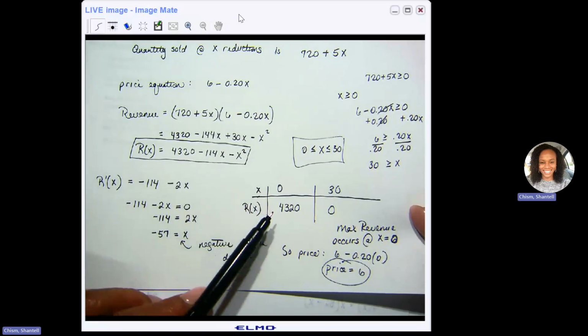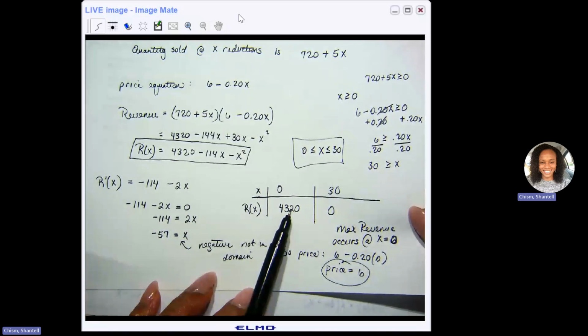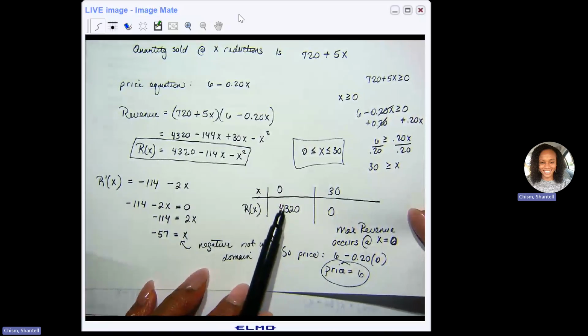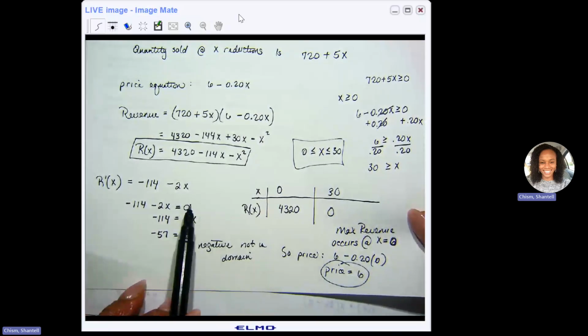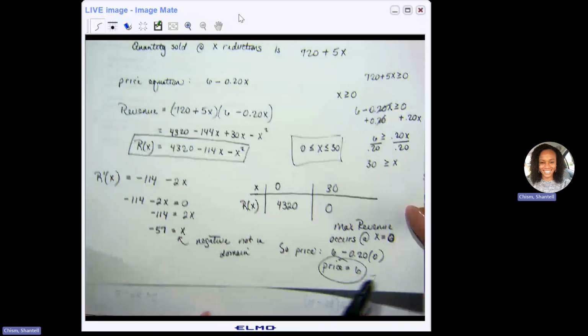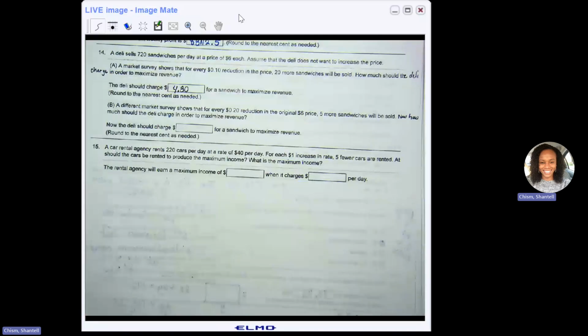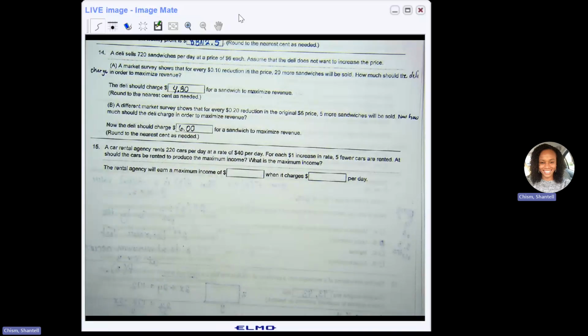Therefore, we only had to evaluate the revenue function at the endpoints, and the largest value was at 0, so that's where the max revenue is. It occurs when x is 0, and to get the price at maximum revenue, we evaluate the price function at that value for x. So the deli should now charge, for number 14, that answer is 6.